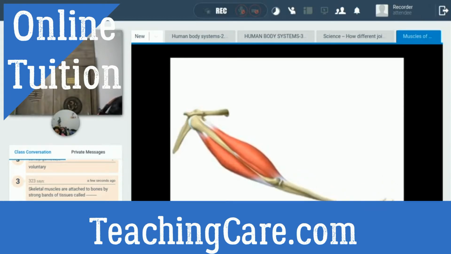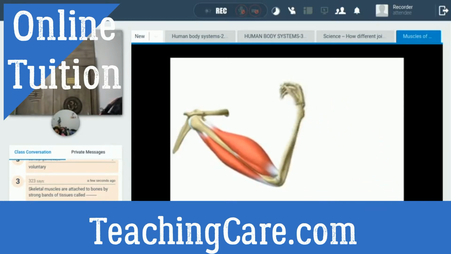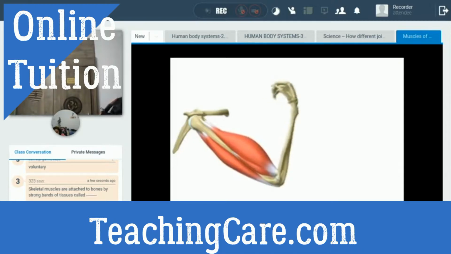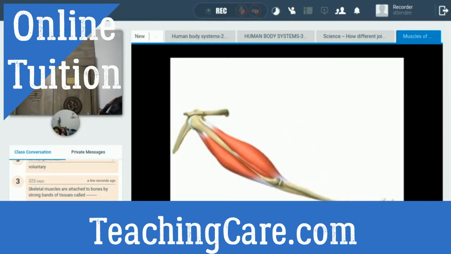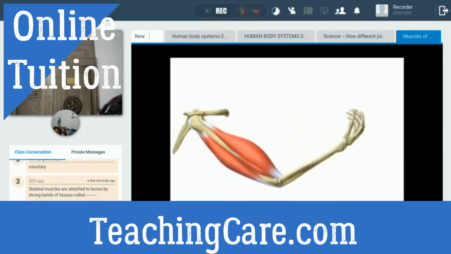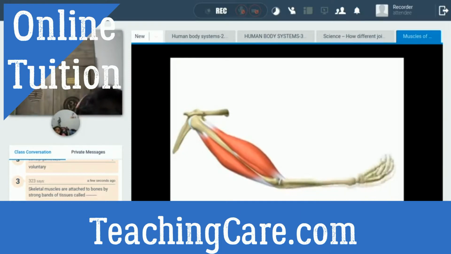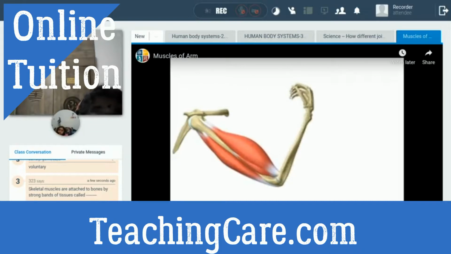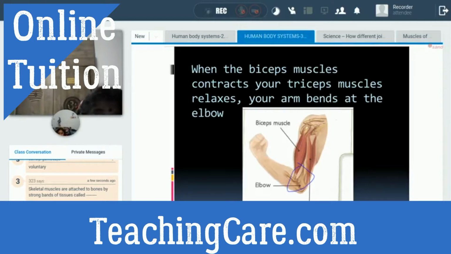So when you bend, the bicep contracts. So this is bending, so the bicep contracts and this expands. So this is the tricep contracting and this expands. Can you see that when you straighten, this contracts and this expands? Are you clear? When the bicep contracts, the tricep relaxes. Are you clear with that video? Yes.